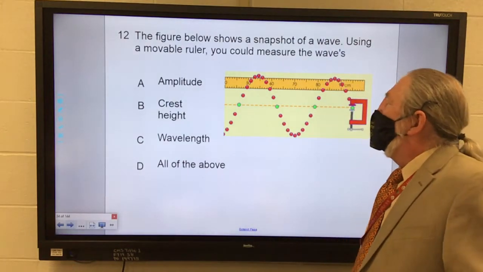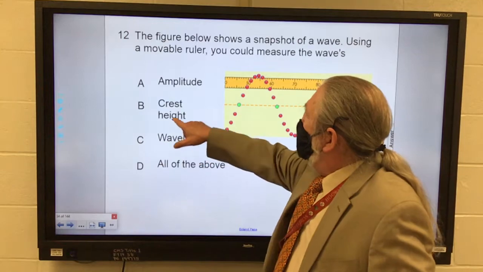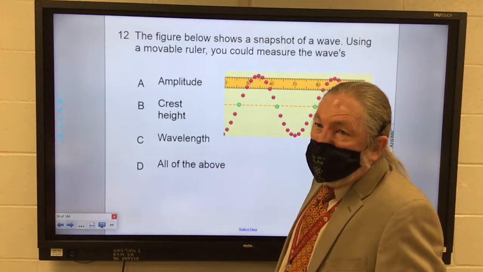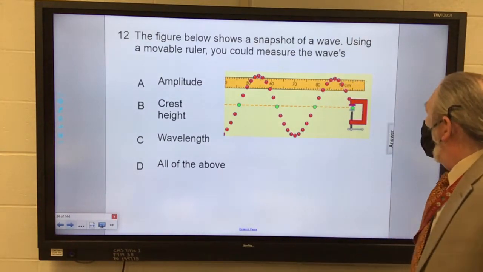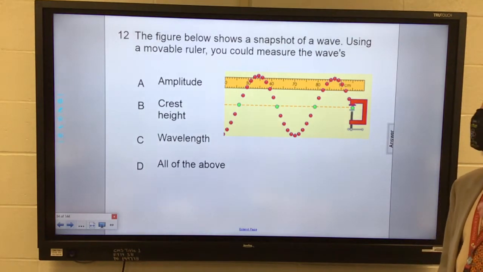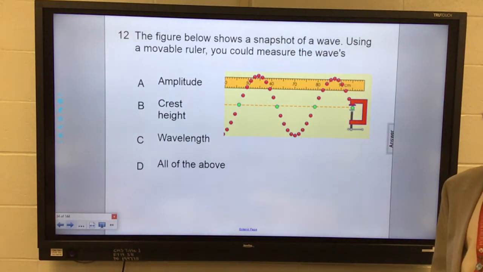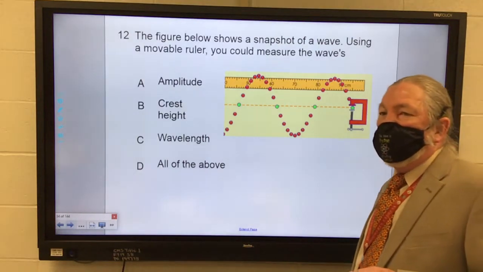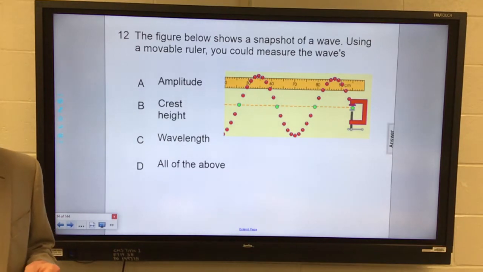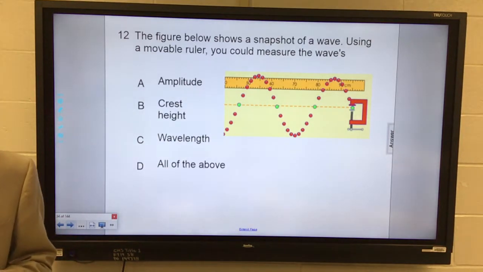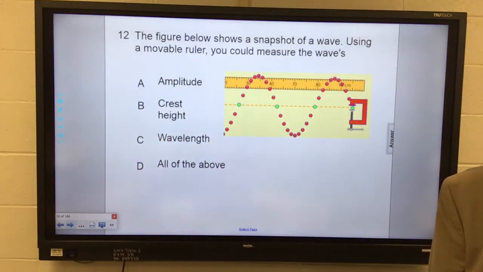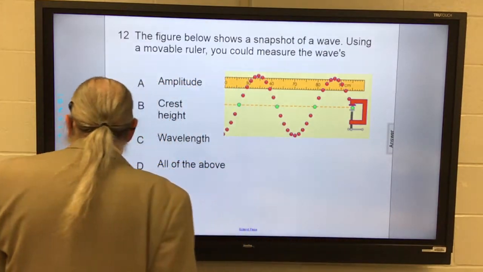Could you measure the amplitude? Could you measure the crest height? Could you measure the wavelength, or could you measure all of them? Okay. Anybody need more time? Got an answer, Michael? Good, Dakota. Good, Joel? Thank you, sir. Terry, got an answer? Good. Let's move to the next one.